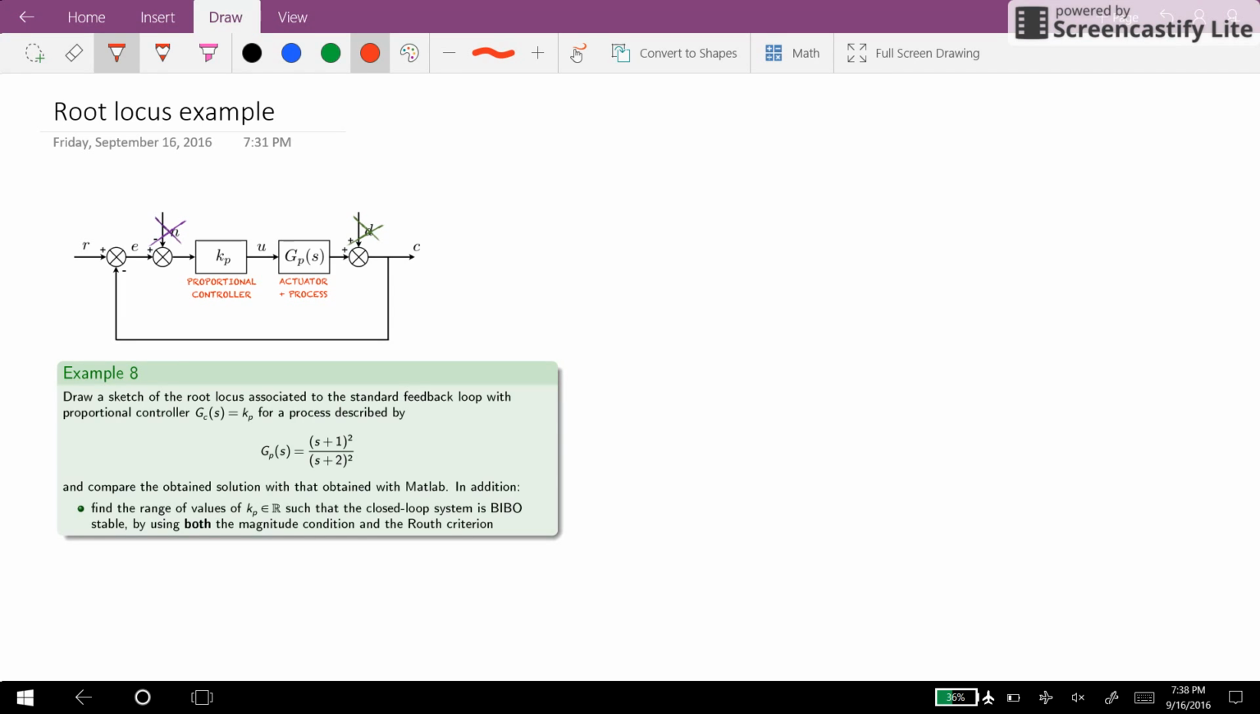And then we will determine the values of Kp for which we have a stable closed loop system, by Routh table, using both the magnitude condition of the root locus and the Routh criterion. So let's get started.